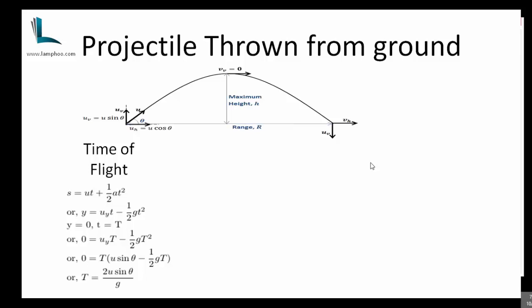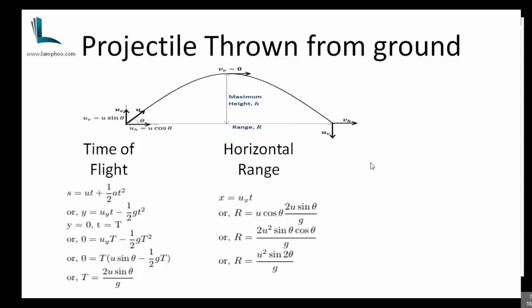Using equation of motion in vertical direction, net vertical displacement is 0 when projectile hits the ground. So putting y equals 0 and replacing small t with capital T, now with a little simplification we get the value of time of flight as 2u sin theta by g. For horizontal range, let us use equation of motion in horizontal direction. Horizontal velocity is u cos theta and horizontal acceleration is 0. So x is equal to u cos theta t.